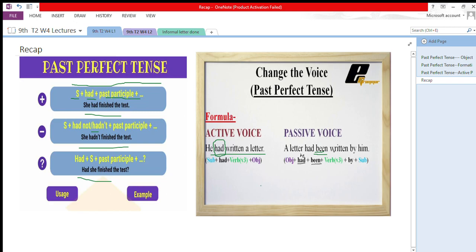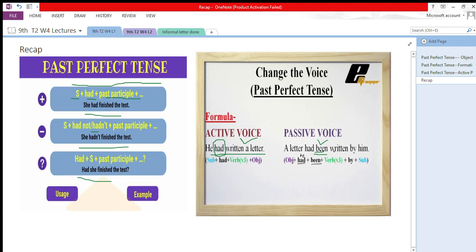You had not watched the movie. The movie had not been watched by you. Had he spoiled the project? Had the project been spoiled by him? Now, it depends whether you are using it in an affirmative sentence, negative sentence, or interrogative sentence. So, you are going to make the changes accordingly. Here, I have the example of an affirmative sentence and it is changed accordingly.